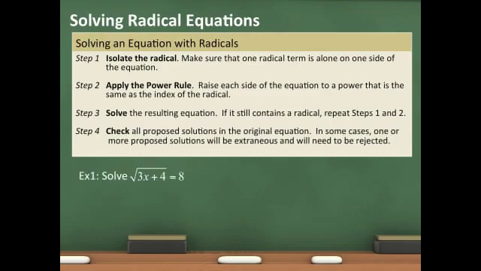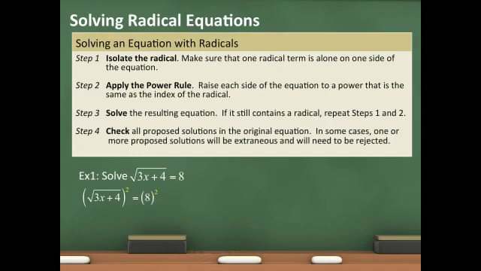In example 1, we have the square root of 3x plus 4 equals 8. Notice that the radical is already isolated, so step 1 has already been done. To do step 2, note that we are given the square root. This means the index is 2. So we raise each side of the equation to the power 2.